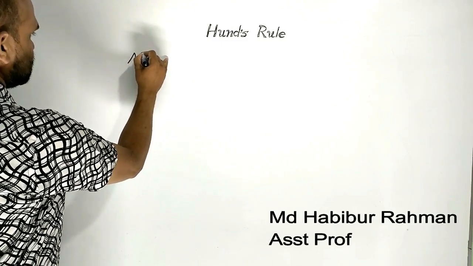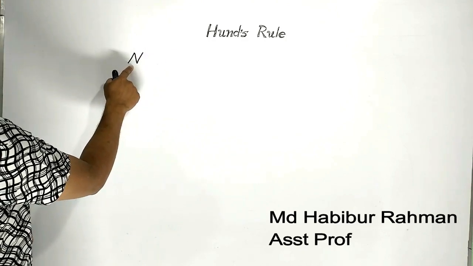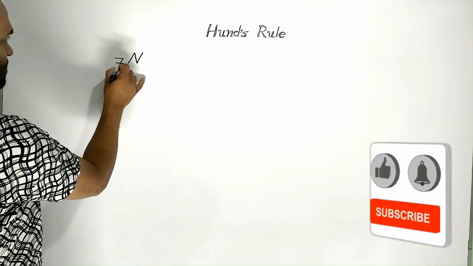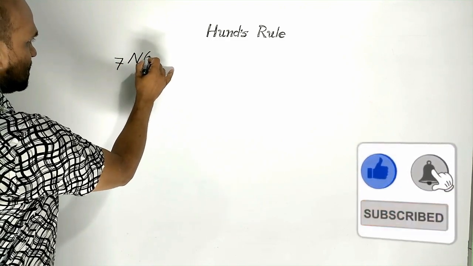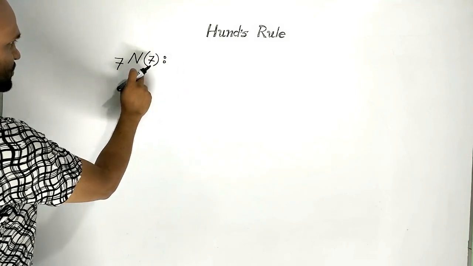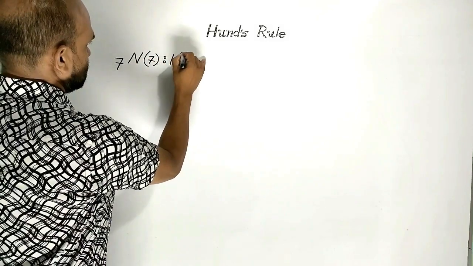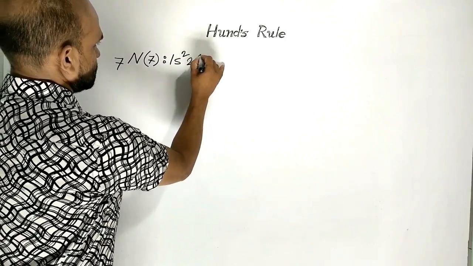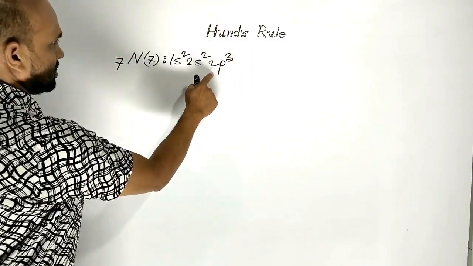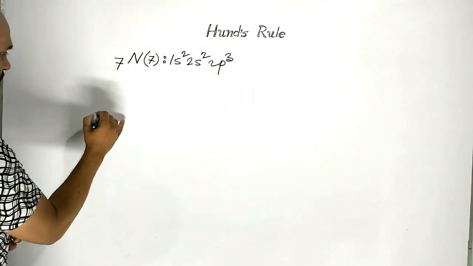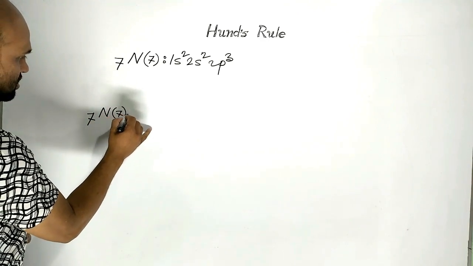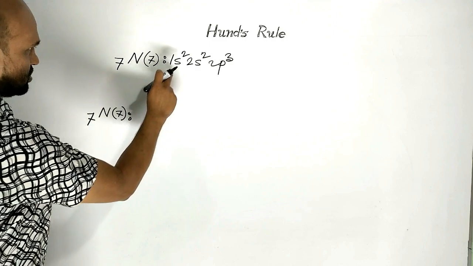Now, let us see electronic configuration of nitrogen. Atomic number of nitrogen is 7. It means it has 7 electrons. Electronic configuration is 1s2, 2s2, 2p3, 7 electrons. Let us see electronic configuration of nitrogen in box method.